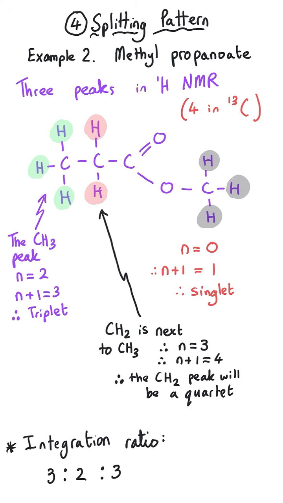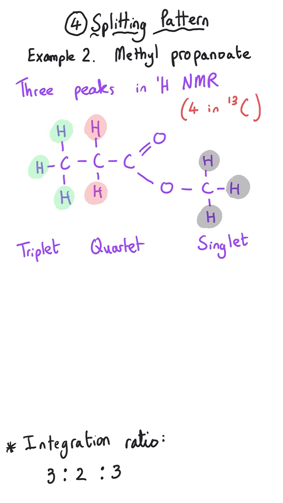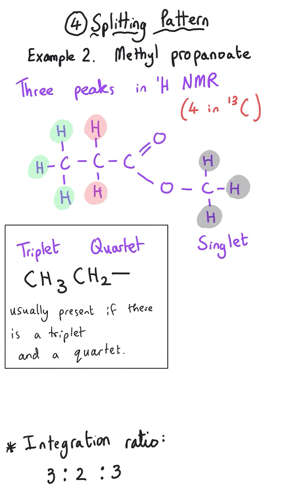This is definitely a characteristic cluster of peaks that you can expect to encounter, and you can make a quick judgment if you are well practiced with this. So a triplet next to a quartet tells you that you have got a CH3 group next to a CH2, because that is the most common grouping of atoms that gives rise to a triplet and a quartet.